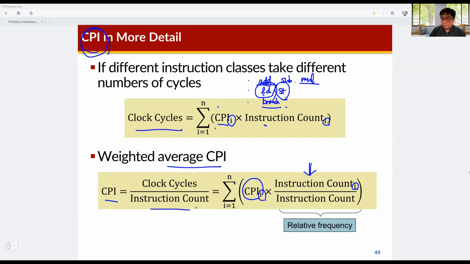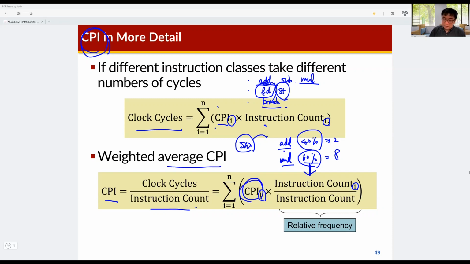For example, a certain software is compiled, and the software has only two instructions, the add instruction and the multiply instruction. This software has 40% add instructions and 60% multiplication instructions. The CPI for the add instruction is 2, and the CPI for multiplication is, for example, 8. So how can we calculate the CPI for this software? It's easy.